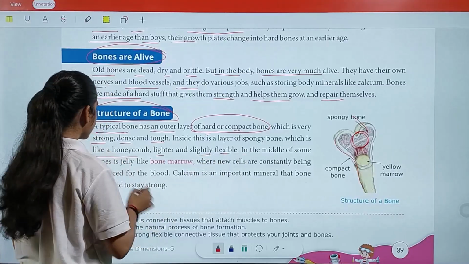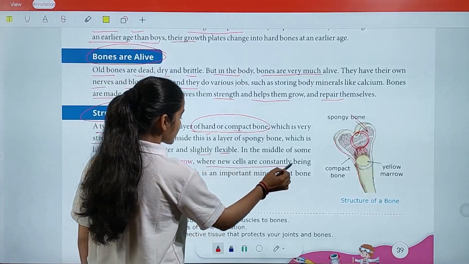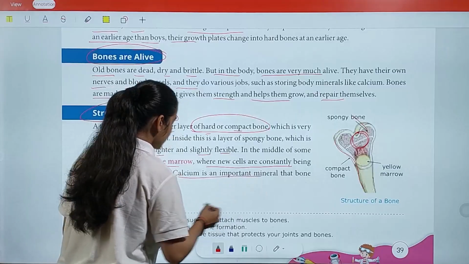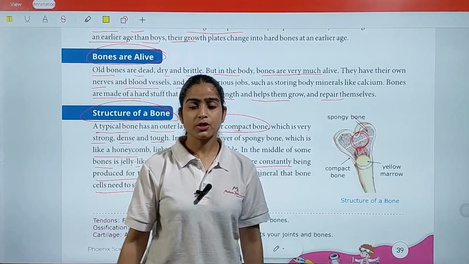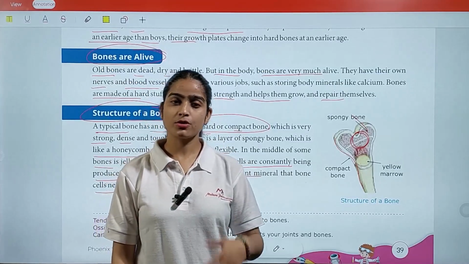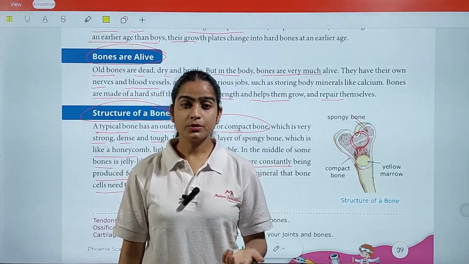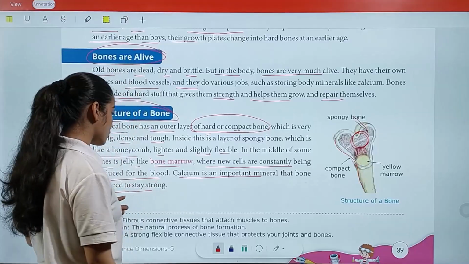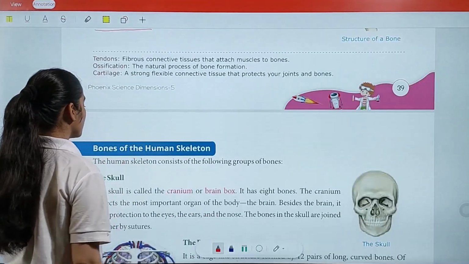In the middle of some bones is jelly-like bone marrow, where new cells are constantly being produced for the blood. Calcium is an important mineral that bone cells need to stay strong. That is why your mother always told you to drink milk, because milk is a very good source of calcium, and that is why our bones are strong, just by drinking milk.